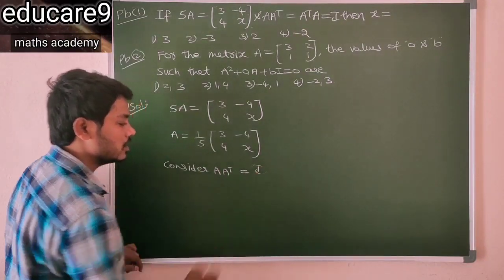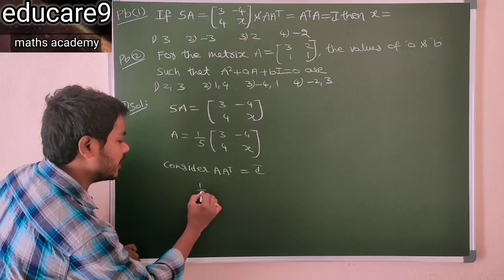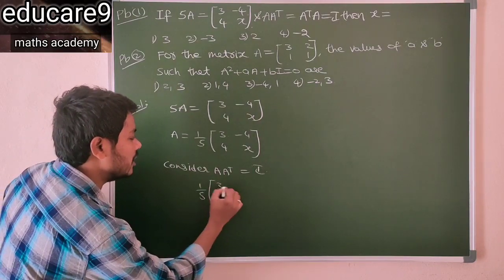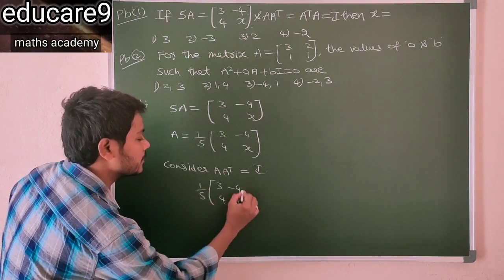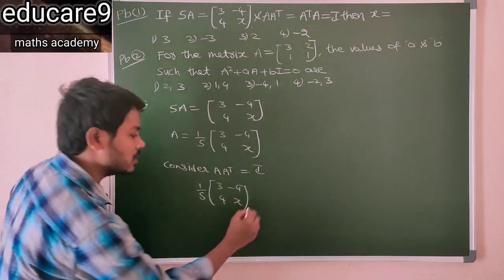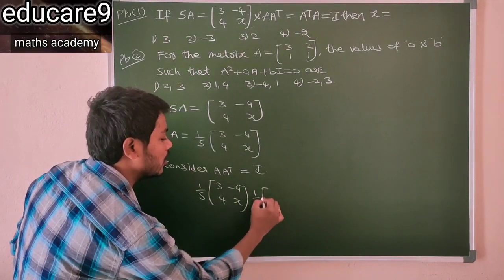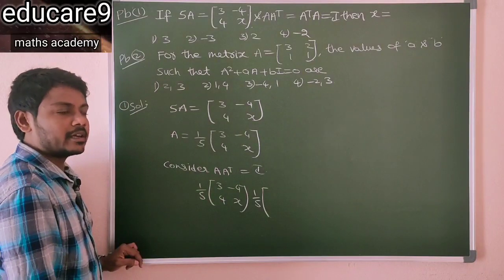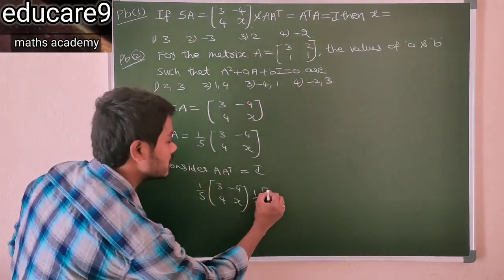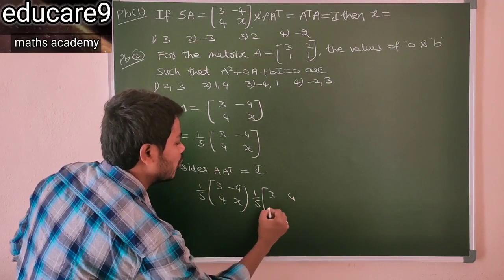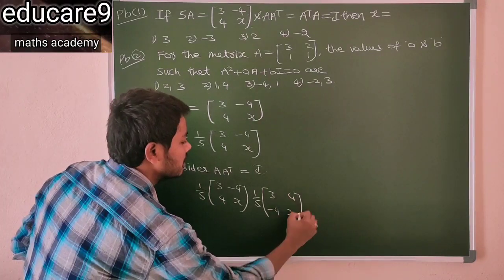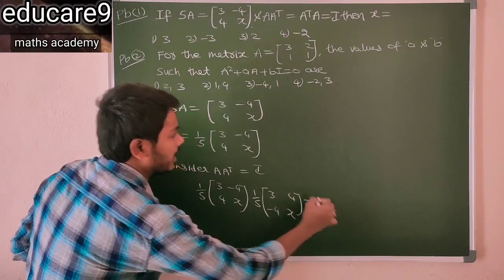I. Here A is 1 by 5 into [3 -4; 4 x]. Again A transpose, so write it as 1 by 5 into the transpose of this. Write rows as columns, columns as rows. That is [3 4; -4 x] is equal to the identity matrix.